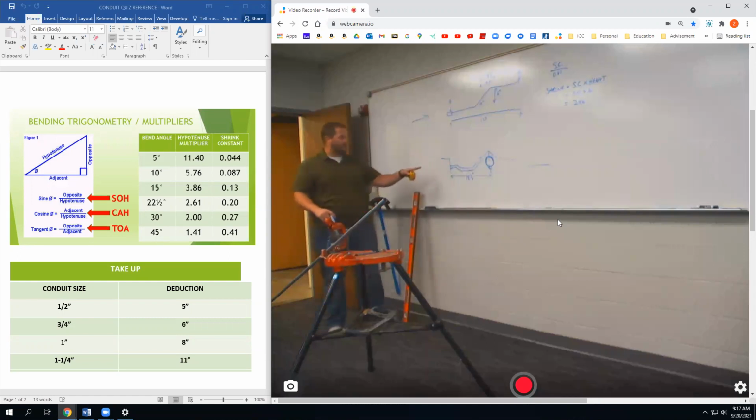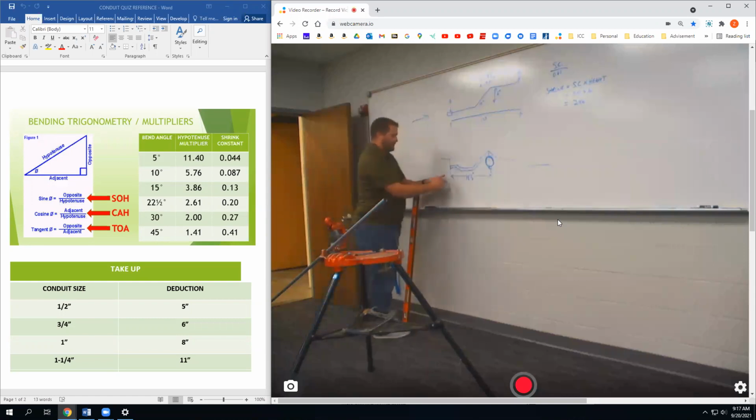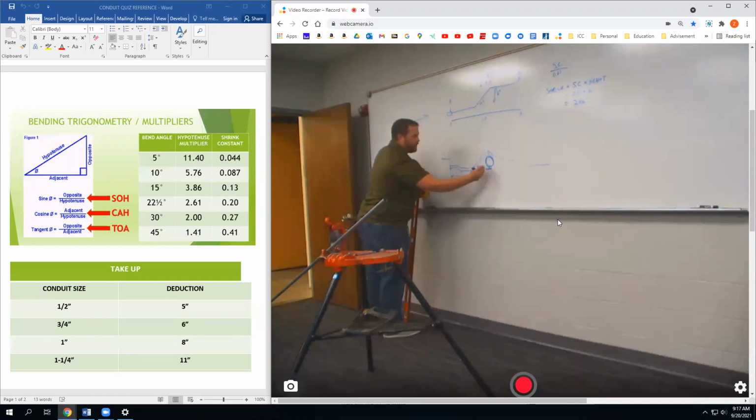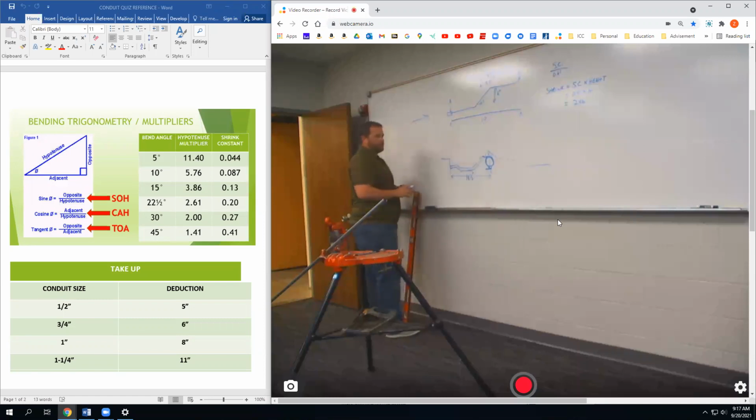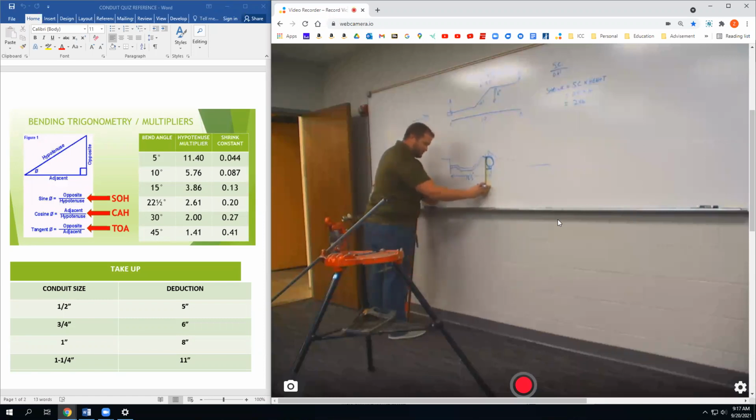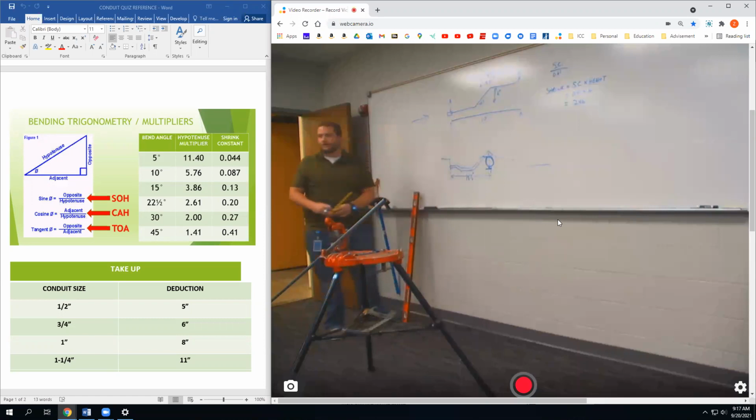But now that we know it's from the edge to the center is 18 and a half, we also need to know the height, right? So it would be from the wall to the top of the pipe. I'm getting, call it 3 3/4. I'm just going to round it up to 4 to give myself a little bit of room to work with. So it's going to be a 4-inch height.